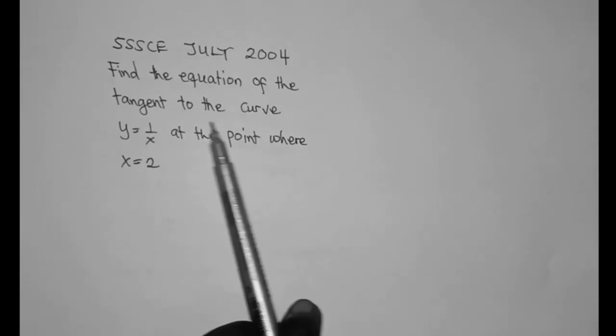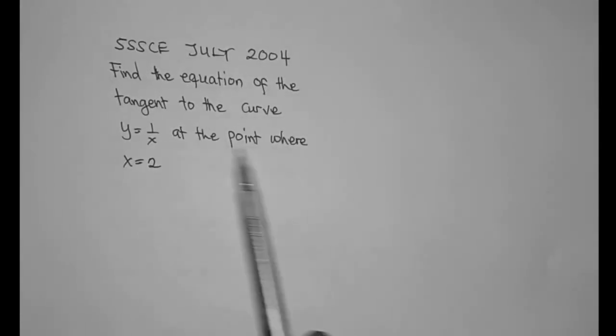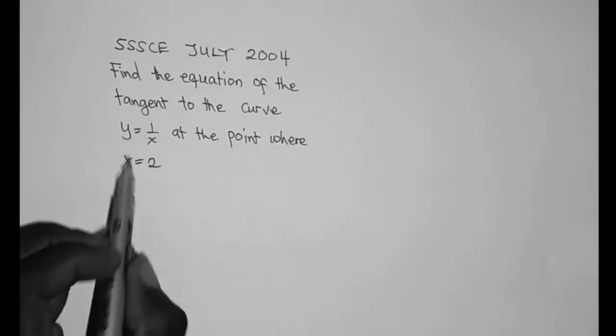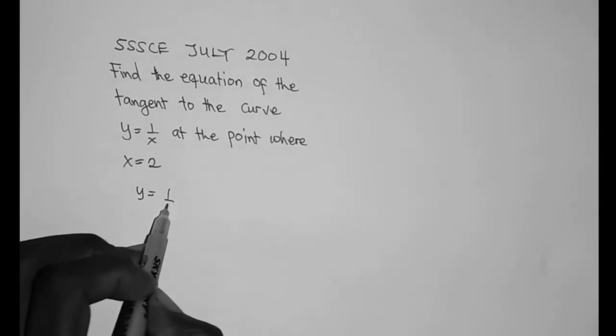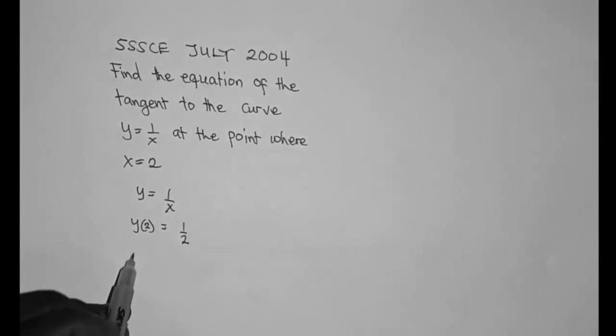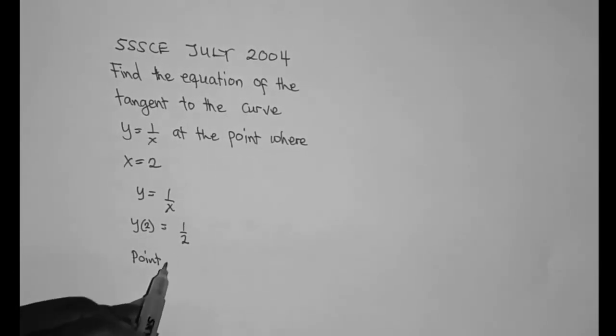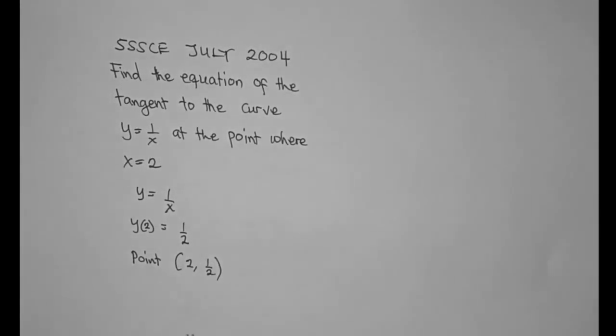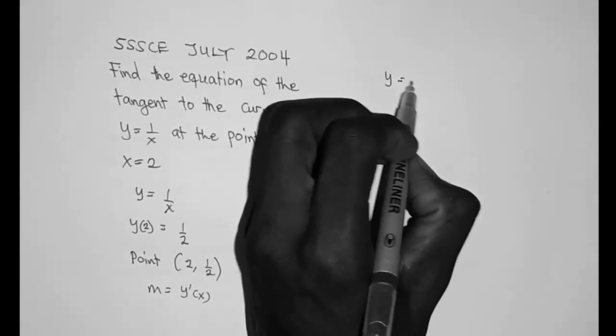Find the equation of the tangent to the curve y equals 1 over x at the point where x is equal to 2. So let's find the y component. y is equal to 1 over x. So let's find y of 2. It's equal to 1 over 2. So the point where the tangent touches the curve is 2, 1 over 2. So let's go ahead and find y prime, which is equal to m. The gradient m is equal to y prime of x. So let's find y prime of x. y of x is equal to 1 over x.